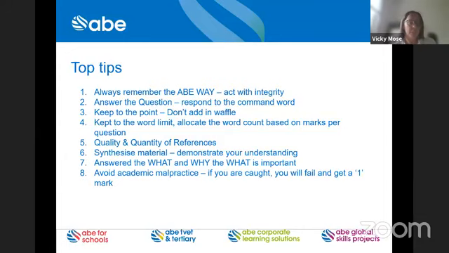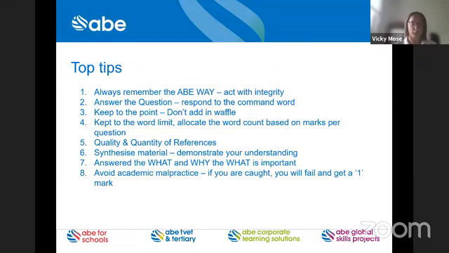We can't express this one enough: keep to the word limit. Past the word limit, we won't mark it, and you could end up with a pass or worse, because you've put too much information in there, and the stuff that did come first wasn't relevant to answer the question. So be concise, answer the question, don't go over the word limit. Make sure your references are there, and that there's enough quantity.